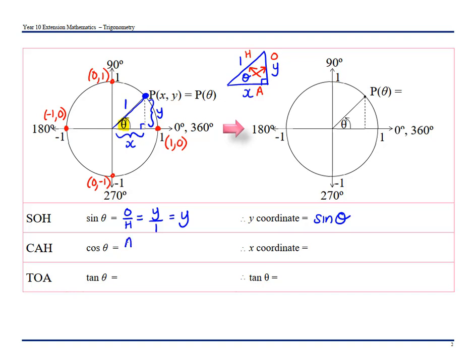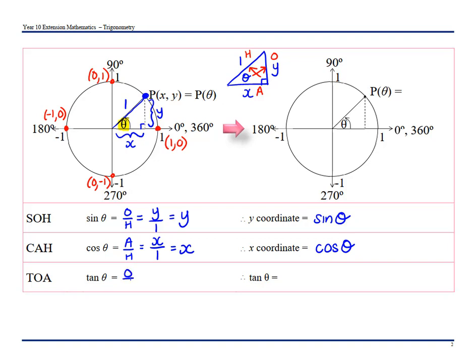Cos theta is adjacent over hypotenuse. Go to my triangle. Adjacent is x. My hypotenuse is 1. So it's x over 1, which is just x. So my x coordinate anywhere on this unit circle is going to be given by my cos theta. So if I know what my angle is, I can work out what my x coordinate is.